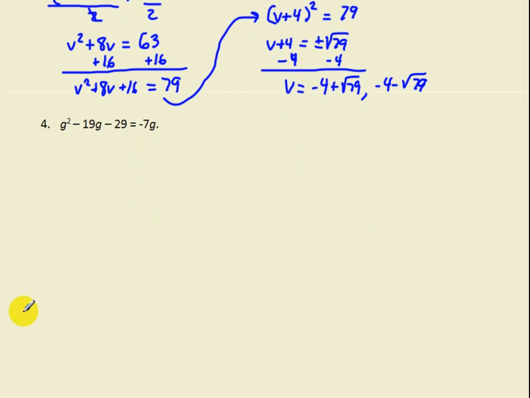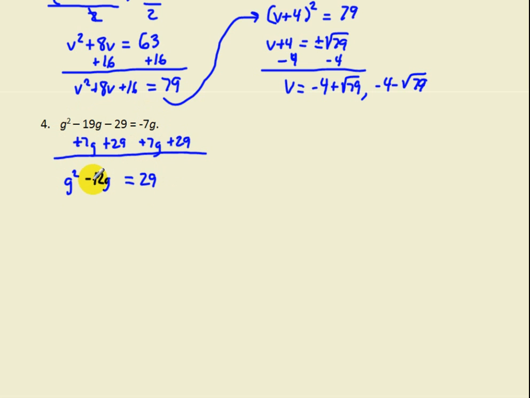Okay, finally, number 4, we have g squared minus 19g minus 29 equals negative 7g. So a couple of steps. First of all, we want all the g's to one side, so I'm going to add 7g, and at the same time, we want to move that constant over to the other side, so I'm going to add 29. So on the left-hand side, we have g squared. Negative 19 plus 7g is negative 12g. And of course, negative 29 plus 29 is 0. Then we have a negative 7g plus 7g. They cancel each other out. And we have a positive 29.